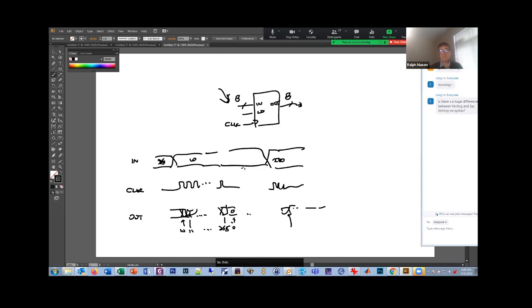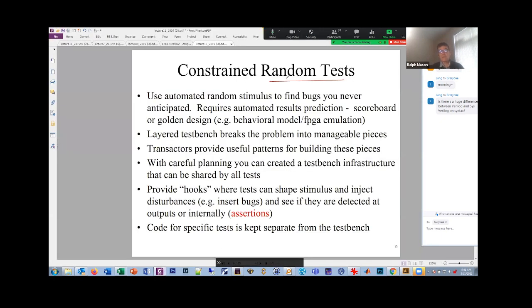So that's the idea. Don't do these things manually. Let some automated thing do it. And key to that is randomizing. Randomized tests use a randomized stimulus to find bugs you never anticipated. It requires an automated results prediction, which is called a scoreboard. So in this case, we need something that says, oh yeah, if you load this value and run this many clocks, this is what my expected count is. So you need some kind of golden design, which could be a behavioral model or an FPGA to measure it.